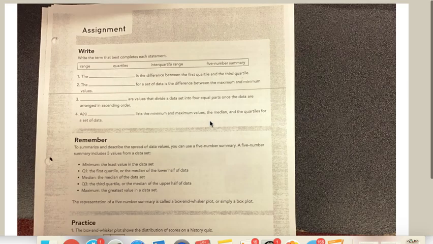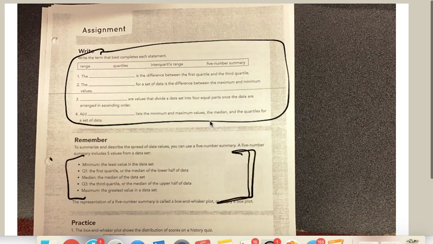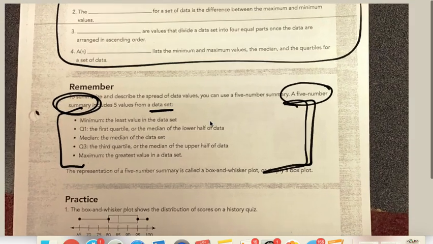Okay, here's tonight's homework. So here's your vocabulary for tonight's homework. You need to answer those. Remember, these are not problems. A lot of you think this is. This is just explaining what the 5-number summary or the 5-point summary of a data set includes. We talked a lot about this just a few minutes ago. Then you have your practice.